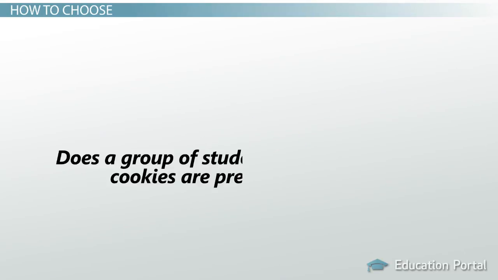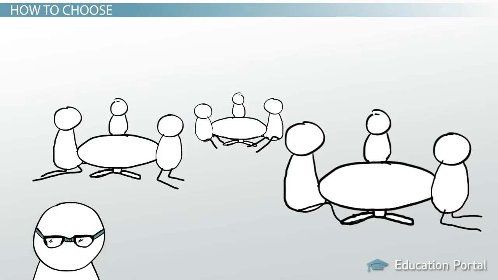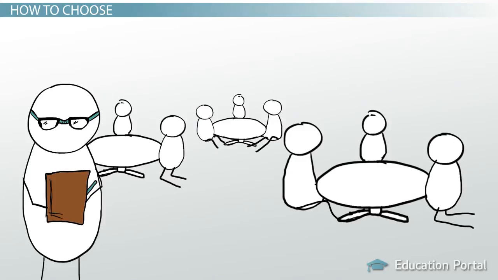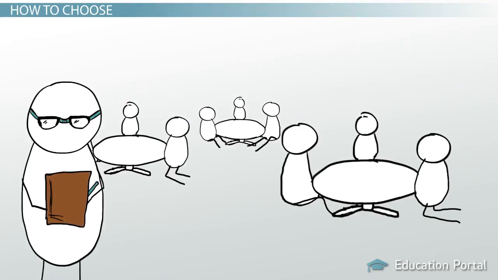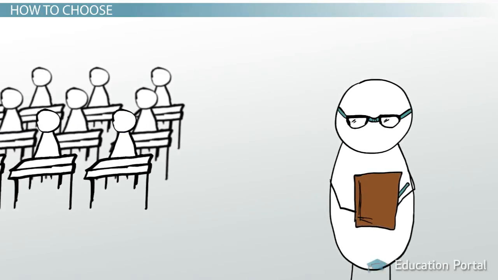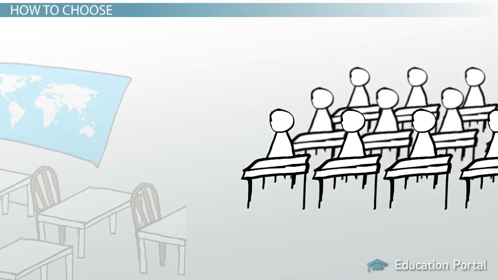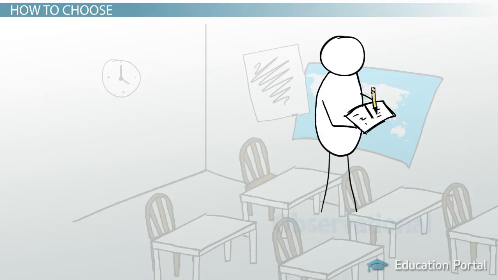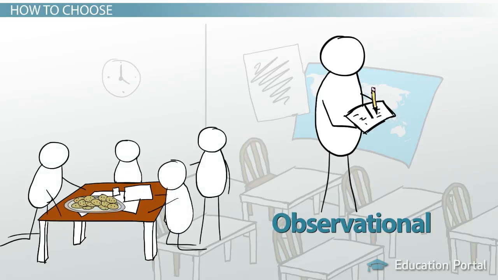Does a group of students study better when cookies are present or absent? A researcher may want a more active role in understanding the research question than just asking people about their cookie consumption, but not want to remove the aspect of realism. One question has to do with watching students attempt to study when cookies are present. This type of question, where you observe and record what you see, is an observational study. A researcher may select this technique when they have easy access to a population and want to see how people really act.